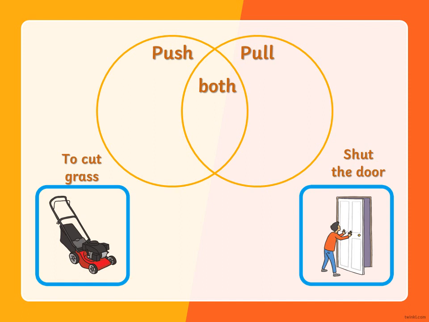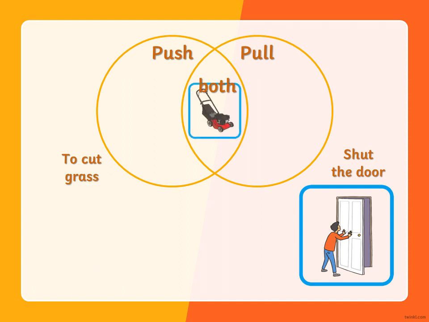Let's see. To cut the grass. This is a grass machine used for cutting grass. So which forces will you use? You will use push or pull or both? Yes, what do you suggest? Think, act it out. Yes, we will use both the forces because maybe we want to go forward and cut the grass, and later we want to come back, so we'll start pulling it back to cut the grass behind. We can use both the forces.